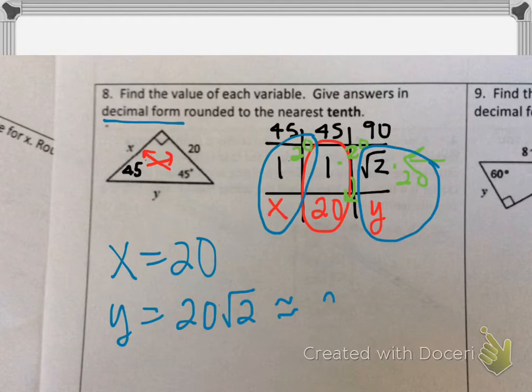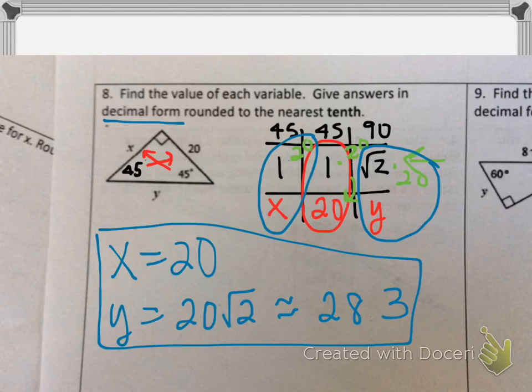And that's approximately 28.3. Taking a look at my picture, do these answers make sense? Y is the hypotenuse, so it should be the biggest number, and 28.3 is the largest number, and then both x and 20 should be the same, and they are.